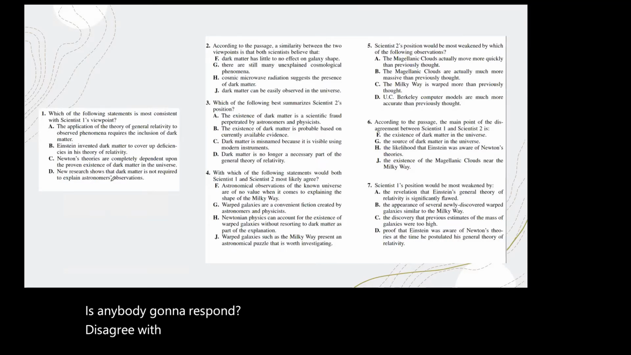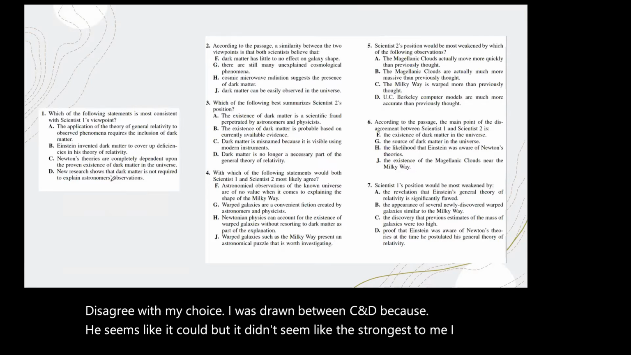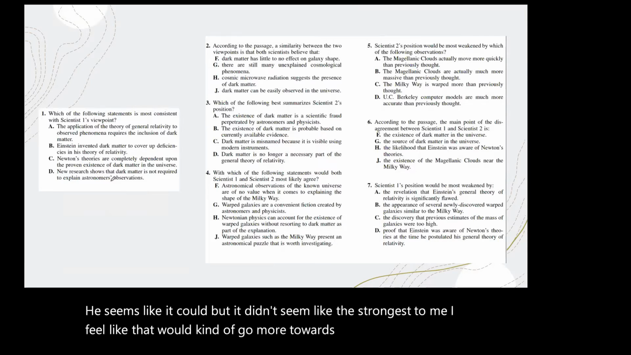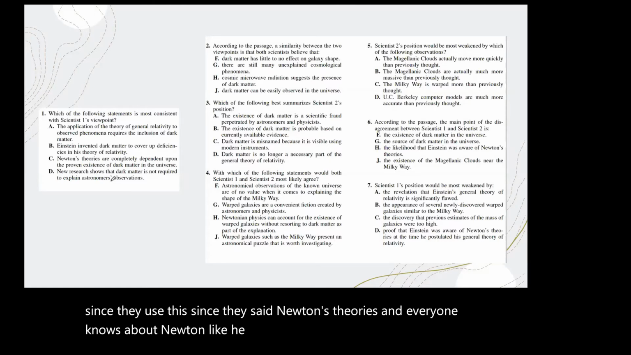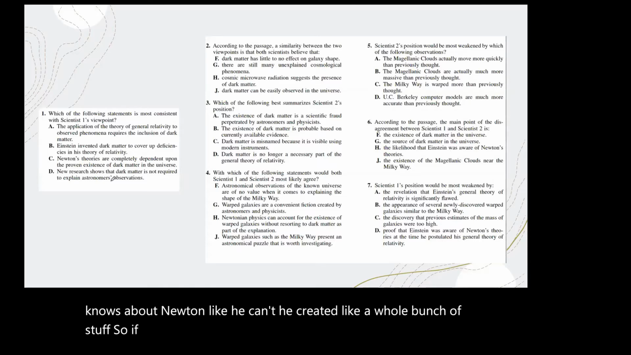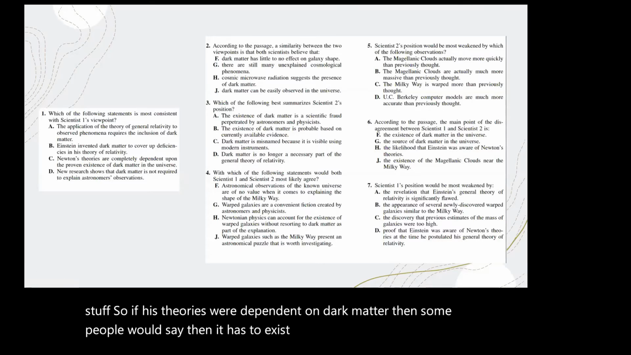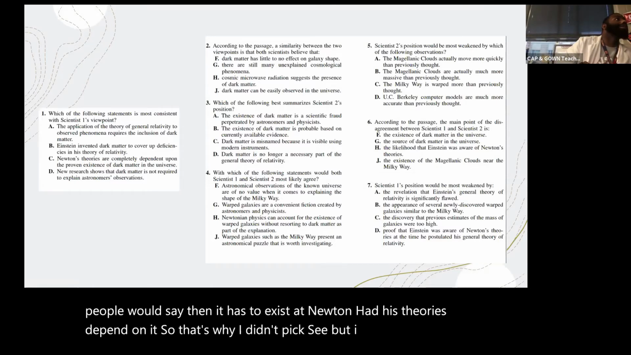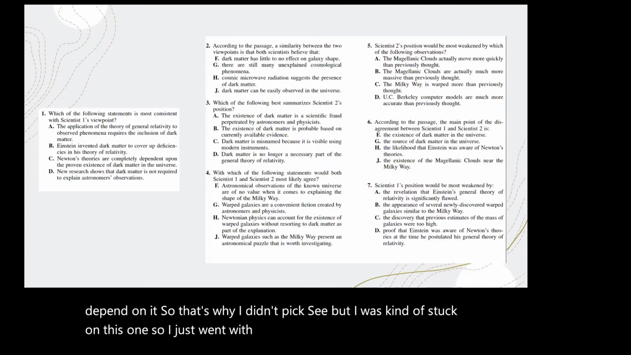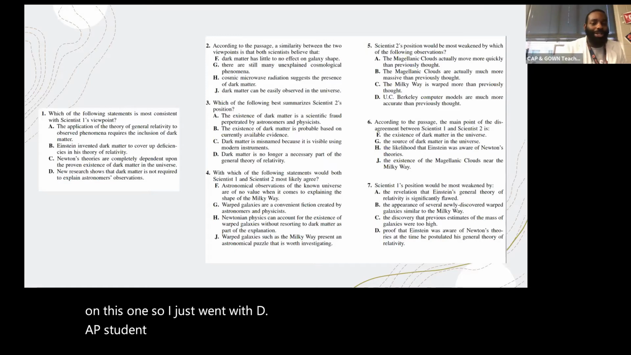I kind of disagree with my choice. I was torn between C and D, because C seems like it could work, but it didn't seem like the strongest to me. I feel like that would go more towards scientist two, since they said Newton's theories, and everyone knows about Newton, like he created a whole bunch of stuff. So if his theories were dependent on dark matter, then some people would think it has to exist. That's why I didn't pick C, but I was kind of stuck on this one, so I just went with D. Okay, who has another theory?